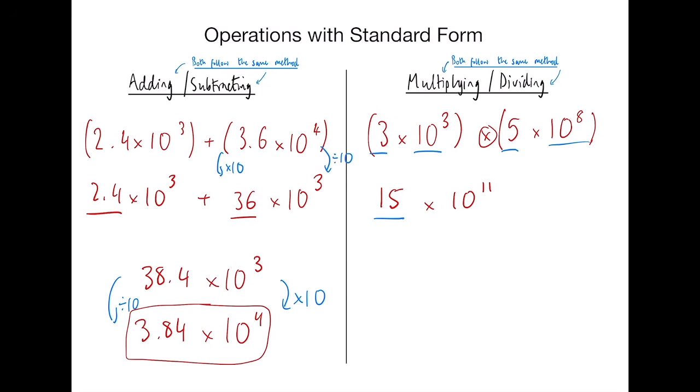Again, we have the same kind of idea. This 15 at the front has to be between 1 and 9.9. So we would divide it by 10, making it 1.5. However, that means we have to multiply the other half of it by 10 to keep it the same kind of value. So this is going to be 1.5 times 10 to the power of 12.